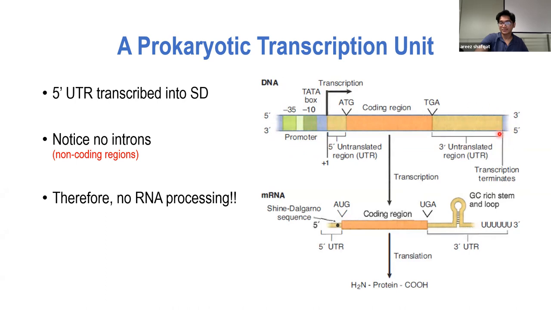Rho factor. The DNA only needs to have the termination signal. Right, exactly. Good. And so when it gets transcribed, it generates mRNA. The 5' UTR in the mRNA contains the Shine-Dalgarno sequence, which serves as the ribosomal binding site.